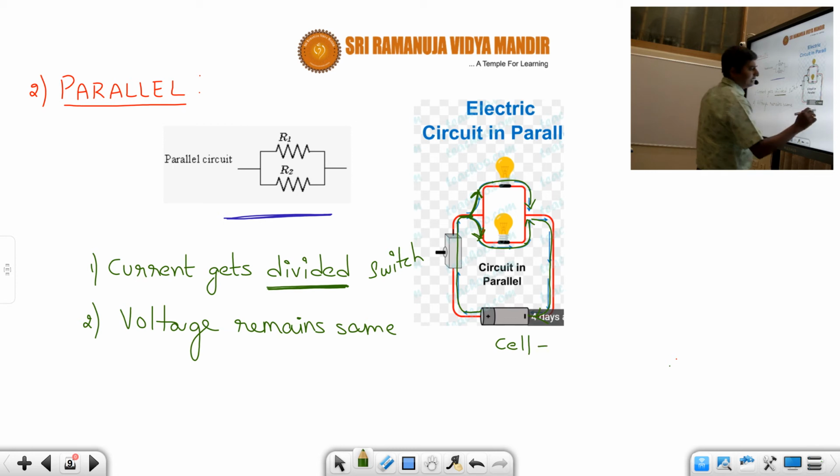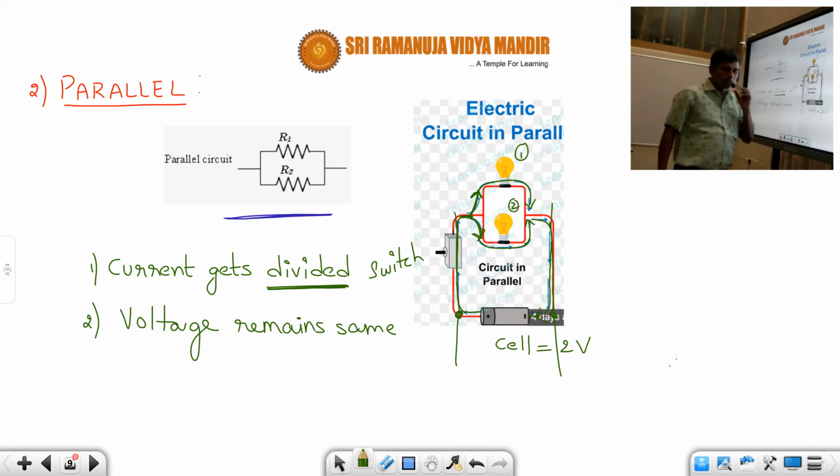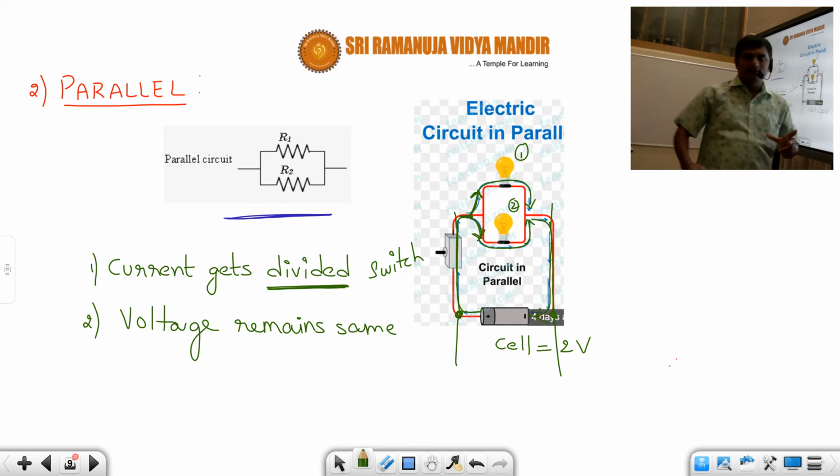Suppose here the cell is of 2 volts. So across this, 2 volts is there. Correct or not? Now the same 2 volts is across bulb 1 as well as bulb 2, students. That's why, in your household, our normal voltage, of course that is AC, but it doesn't matter, the concept is the same, the principle is the same.